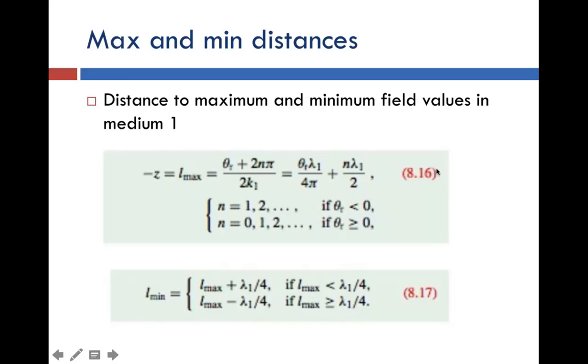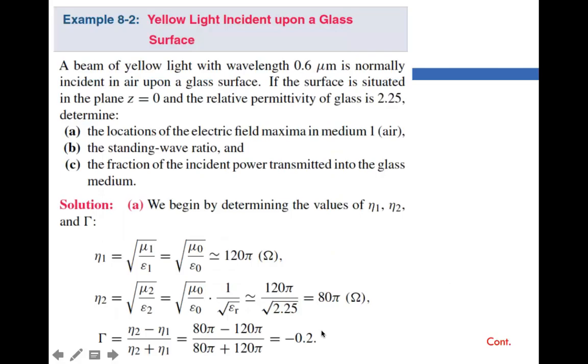This is just from some trigonometry. Basically, if your reflected angle, your phase, is less than 0, then n is equal to 1, 2, and so on. If it's greater than 0, then n is equal to 0, 1, 2, and so on. In other words, you have some peaks, and you can find the location of the first peak from this expression. Okay, now let's look at the example problem.